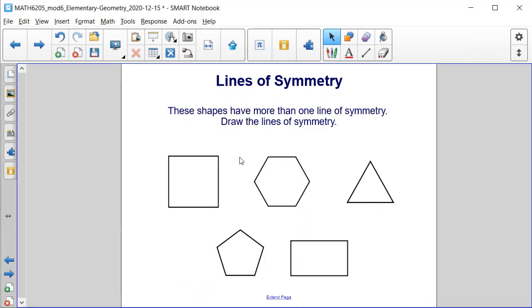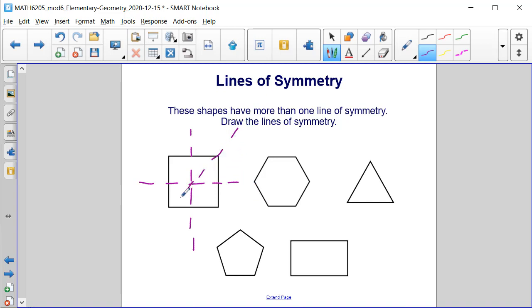These shapes have more than one line of symmetry. Draw all of them that exist. Okay, so this is a square, and a square has one straight down the middle. Similarly, I could fold it in half horizontally that way, and we can also go diagonally. And as we found with the equilateral triangle before, which had 3 sides and 3 lines of symmetry, this one also has 1, 2, 3, 4 lines of symmetry.